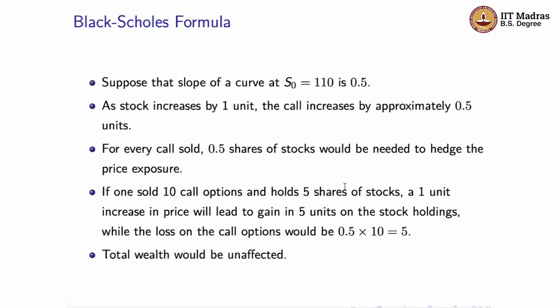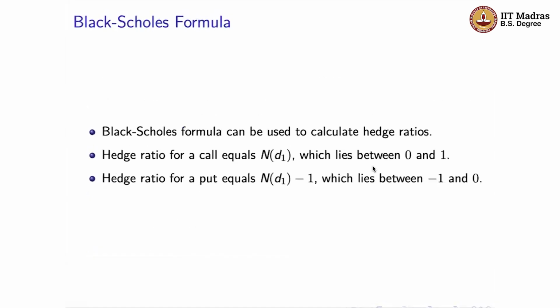So the increase of 5 units from the stock price is exactly cancelled out by the loss on the call options of 5 units. So you end up exactly hedged, and therefore your total wealth is going to be unaffected, right? This is what we mean by hedging the price exposure.